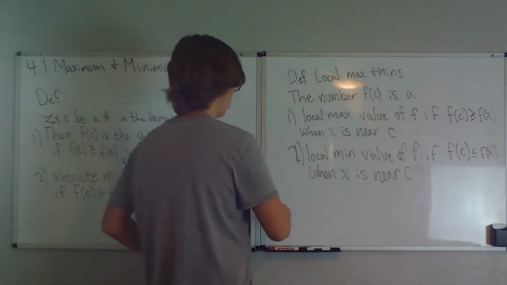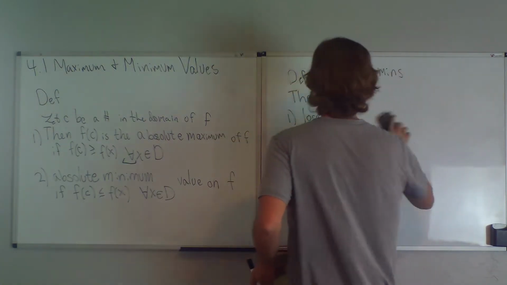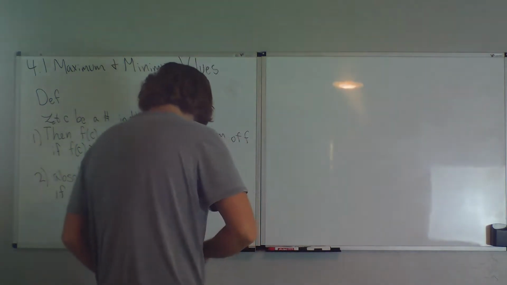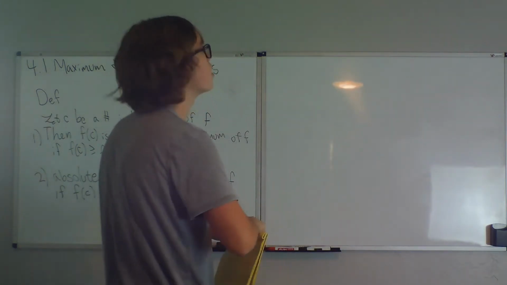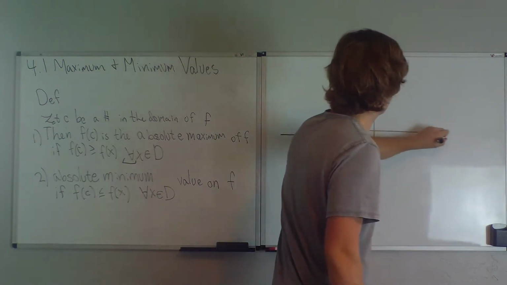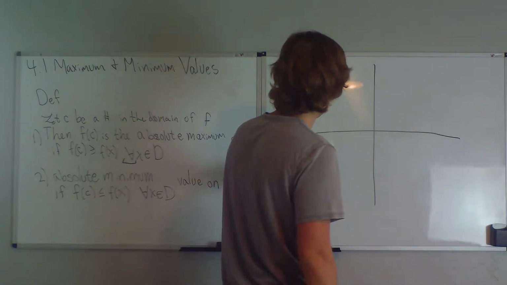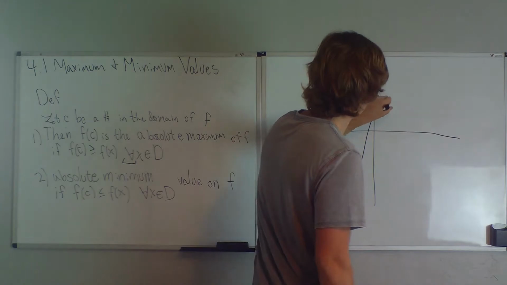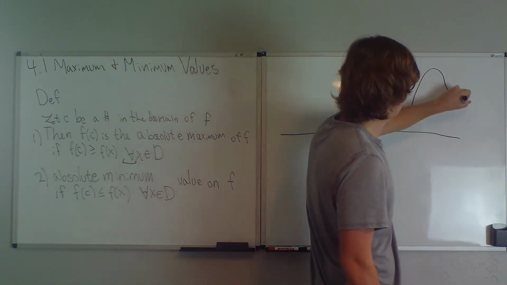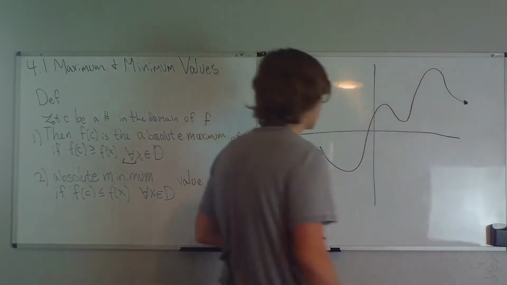So now you're like, okay, what do you mean by near c? Well, let's draw a picture to help illustrate these four definitions. So, let's say we have a curve that goes from here to there, all the way up and down, and it stops here. And it's just the interval from here to here.